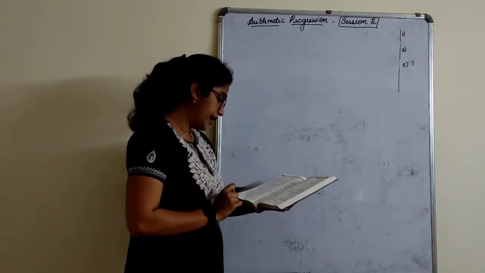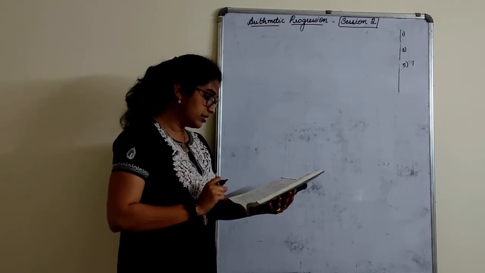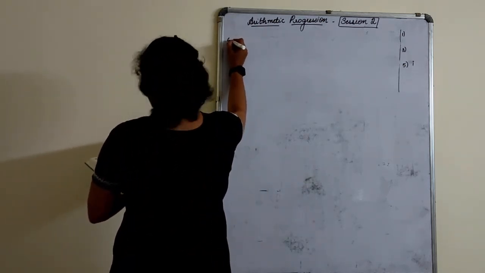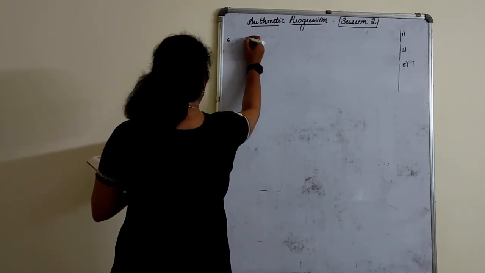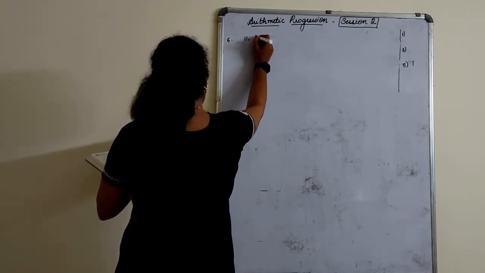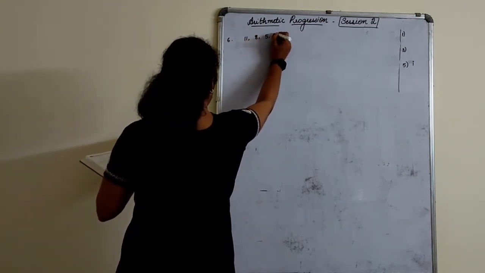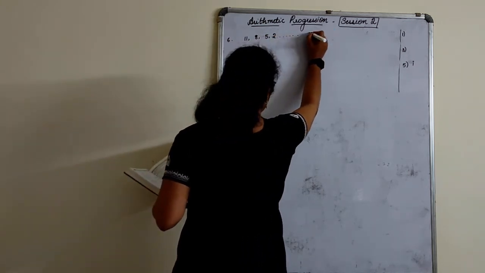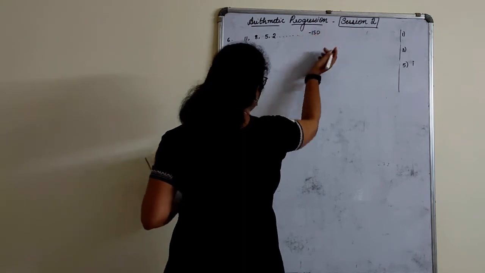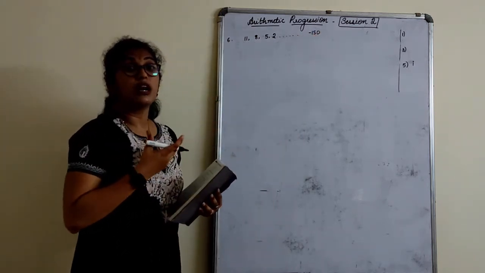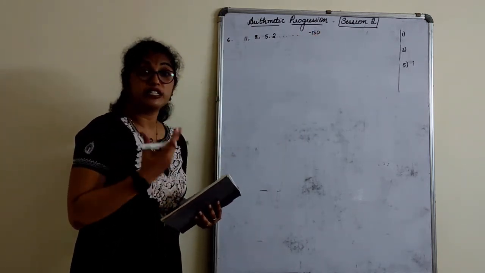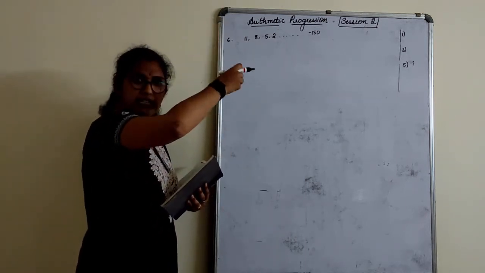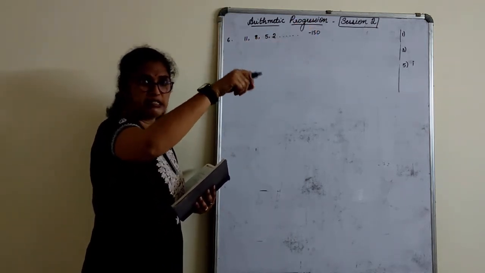Check whether minus 150 is a term of AP. We need to check. What is the given question? What is AP? AP is 11, 8, 5, 2, and so on up to minus 150. We don't know whether minus 150 should come there or not, because they have asked us to check. So check whether it is a term means, will it lie in the AP.